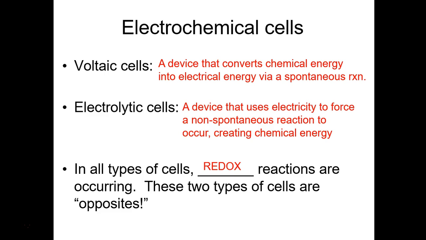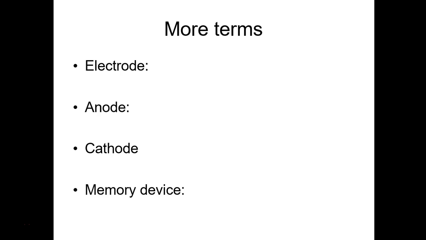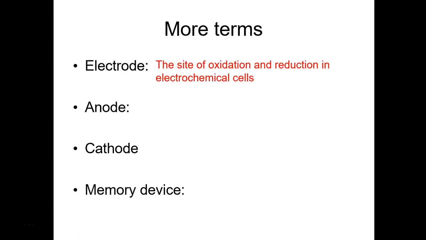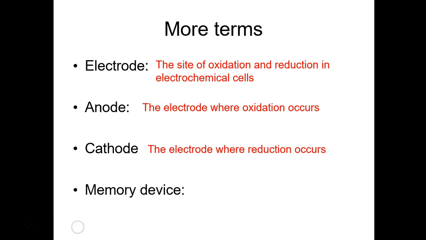Voltaic converts chemical energy into electrical with a spontaneous reaction. And an electrolytic uses electrical energy to create chemical energy with a non-spontaneous reaction. So let's define a couple terms, and we'll dive into the cells. So an electrode is the site of oxidation and reduction in an electrochemical cell. Now the anode is the electrode where oxidation occurs, and the cathode is the electrode where reduction occurs.